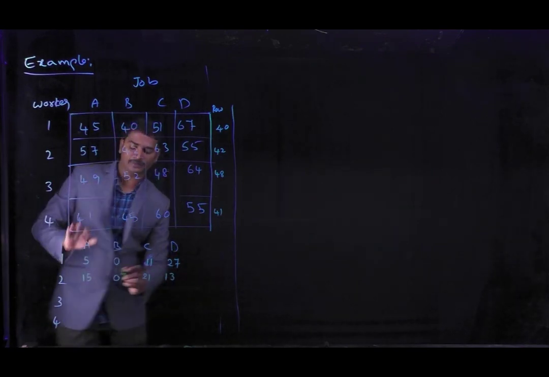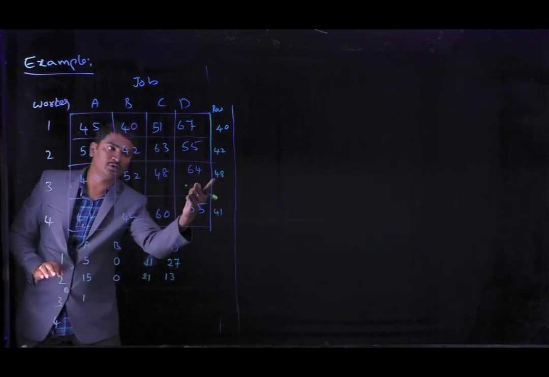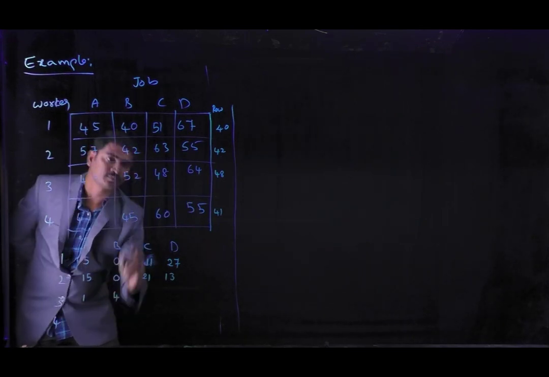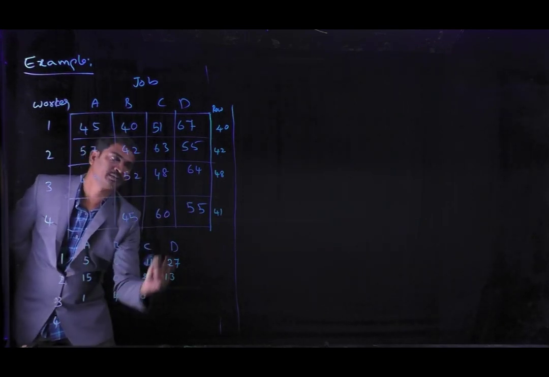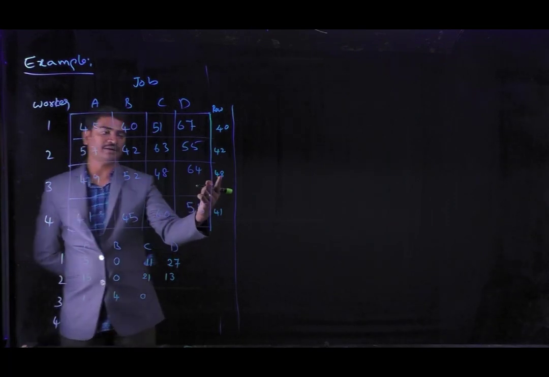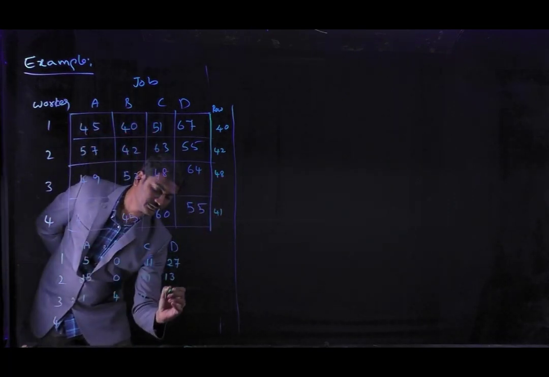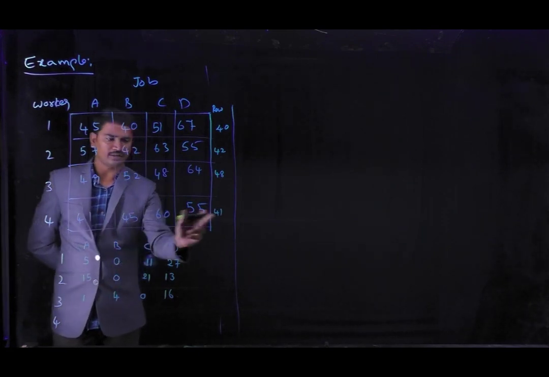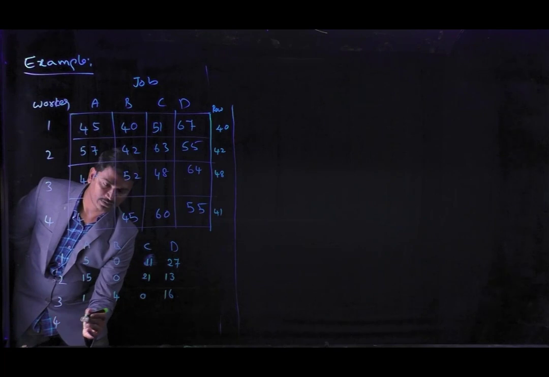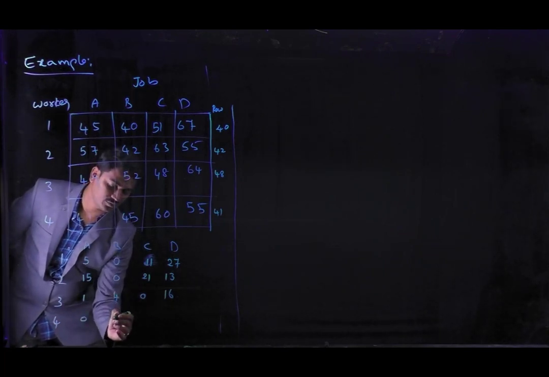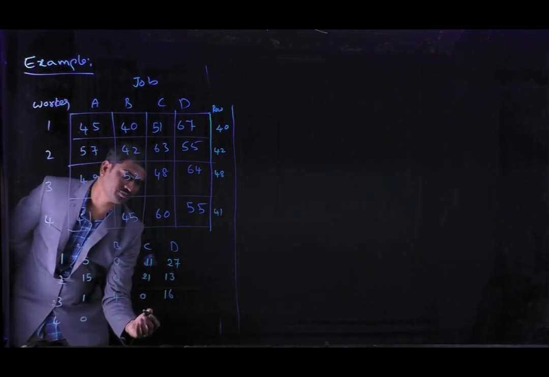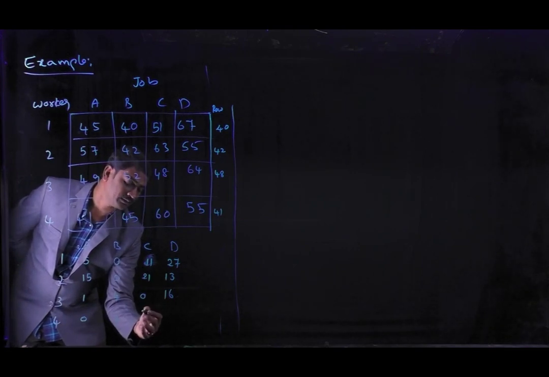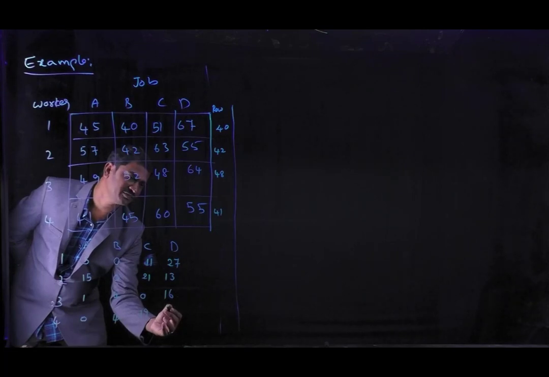Here 49 minus 48, 1. 52 minus 48, 4. Next here 0. Here 64 minus 48, 16. Okay, next the fourth job, 41 minus 41, 0. Next 45 minus 41, 4. Next 60 minus 41, 19. Here 55 minus 41, 14.